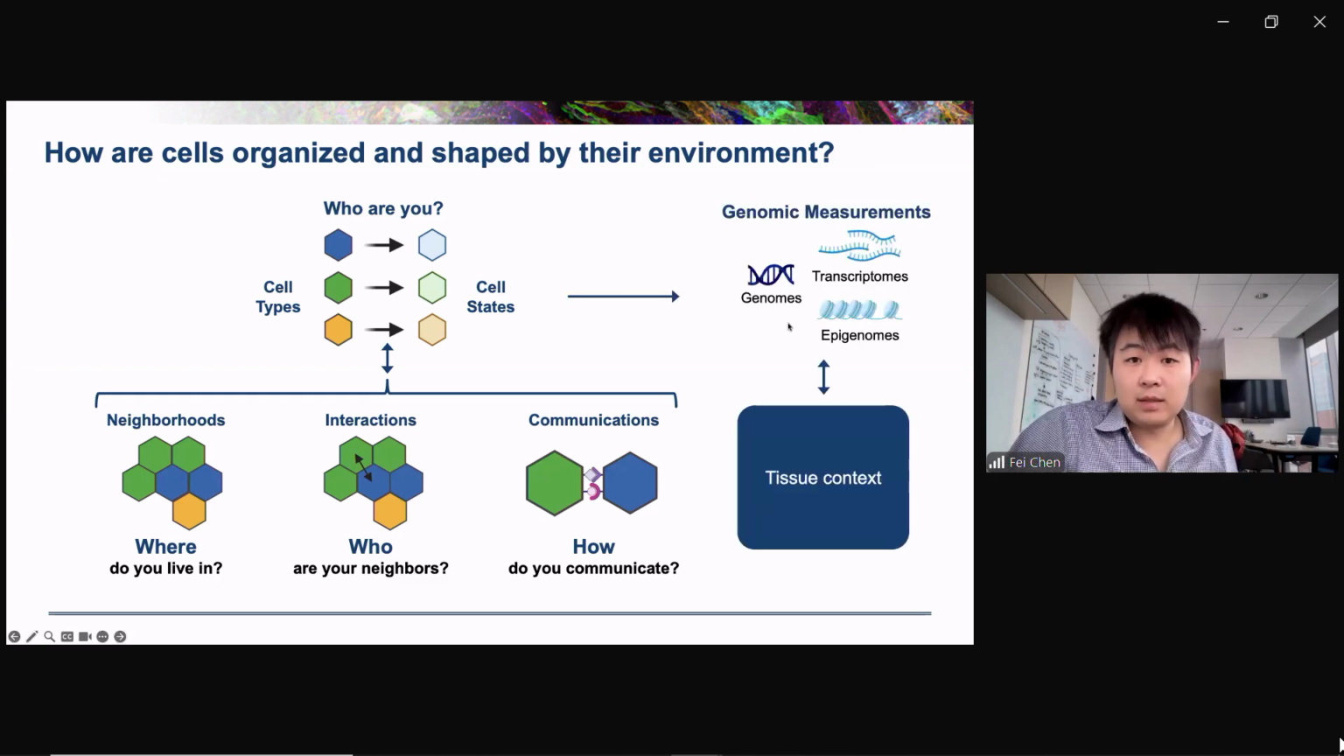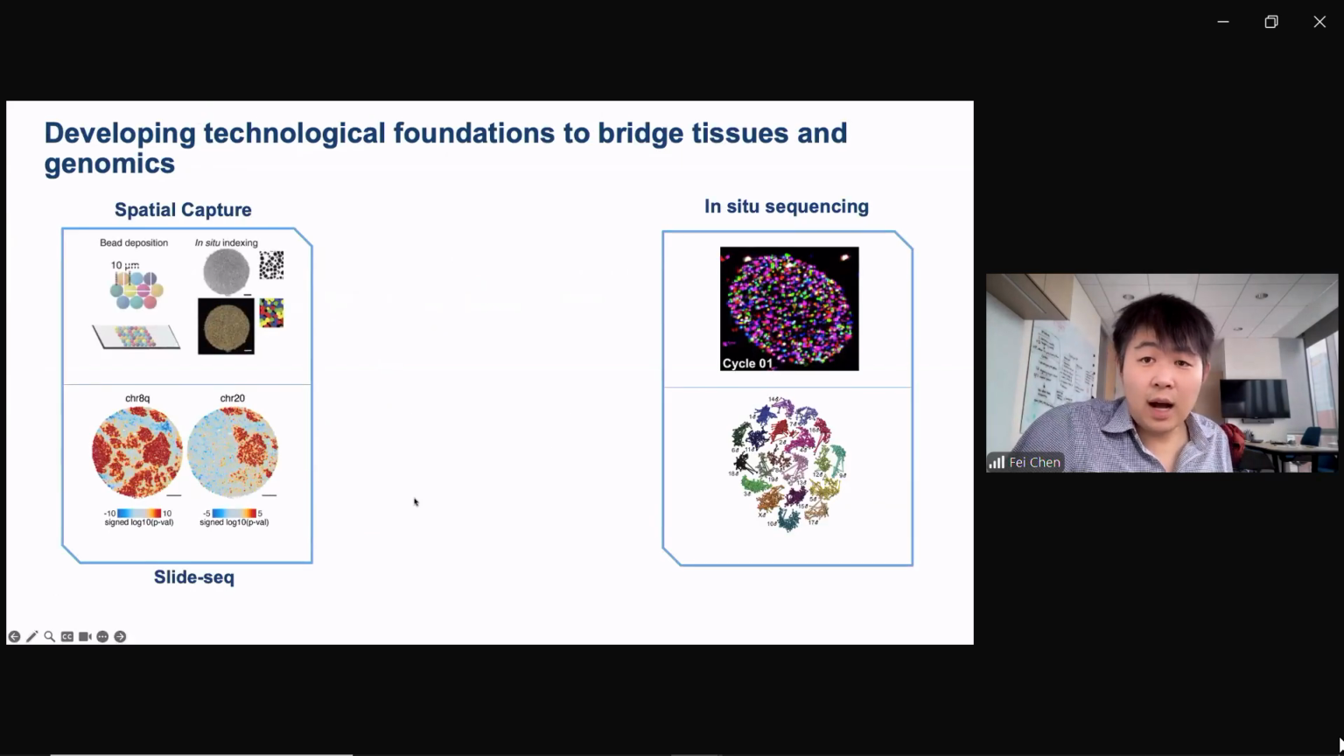Genomic measurements, such as those measuring transcriptomes and epigenomes, have really given us great handles on cell types and states in single cells. And so we've been motivated to develop tools to bridge that into the tissue context. We've been doing that for a number of years now. In the lab, we've focused on two types of technologies. One is based on spatial capture, where we use barcoded arrays to capture DNA and mRNA molecules. And then when you capture them with these barcoded arrays, you get to know where those molecules came from in space.